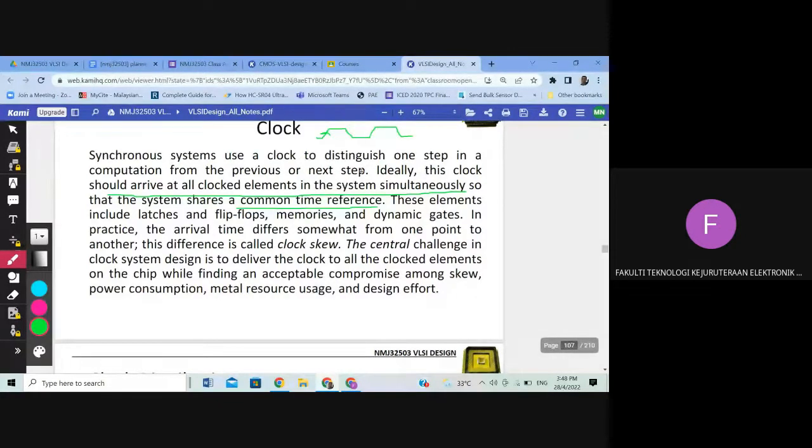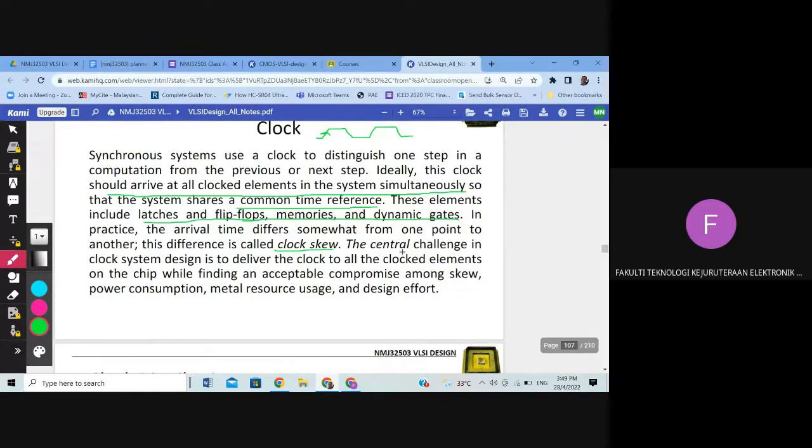That really depends on the sequencing element we use, either latches or flip-flops. If you use a flip-flop, either the rising edge or falling edge of the clock will serve as the common time reference. These elements, latches, flip-flops, memories, and dynamic gates, essentially use the clock as a common time reference. In practice, the arrival time differs somewhat from one point to another. This is what we have defined as clock skew: the difference in the clock arrival time.